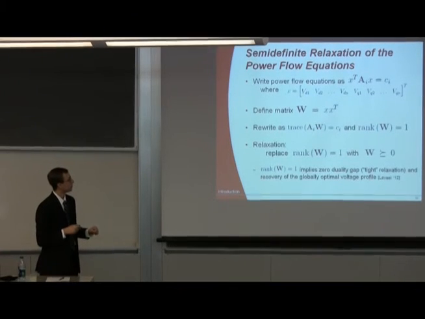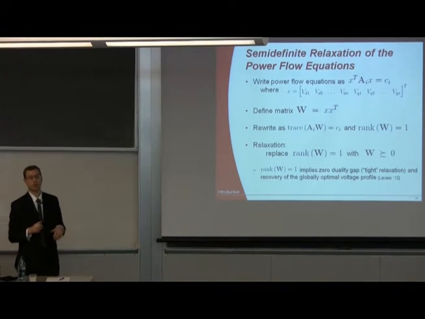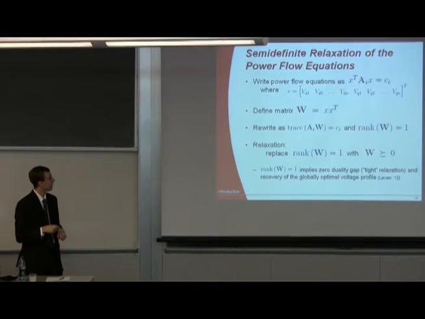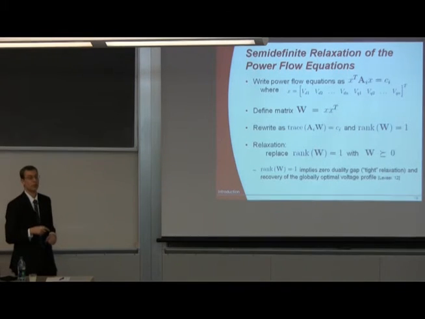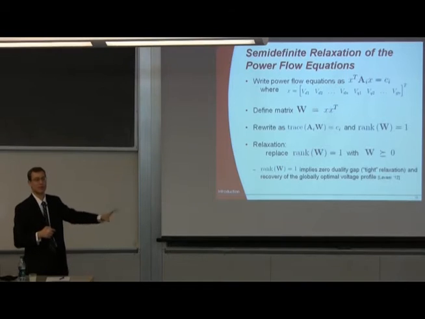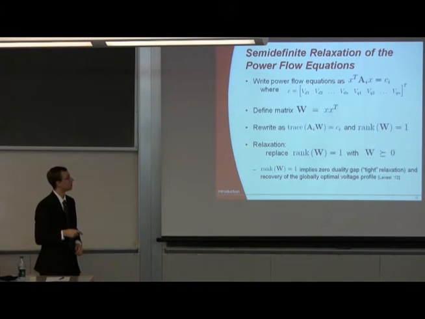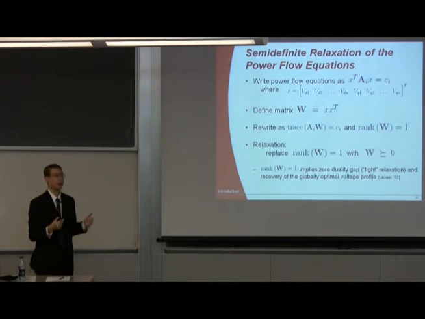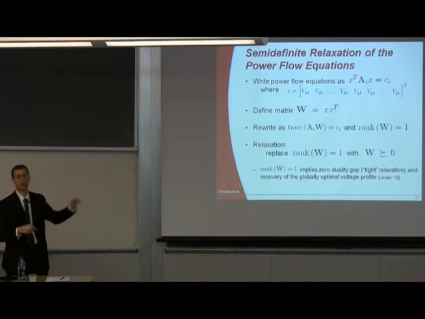Then we define this matrix W to be, if this is the vector x of the voltage components, x x transpose. So this matrix W is a rank one matrix. In other words, it has one non-zero eigenvalue. And this allows us to rewrite the power flow equations into this trace form. So you can see we're moving towards seeing those traces, because that's how the semi-definite program is formulated. With this additional constraint, all the nonlinearity gets wrapped up in the constraint that this W matrix is a rank one matrix. If you have x x transpose, a vector has one vector of independence inside that matrix. So if we have this constraint that the rank of W equals one, we've really not changed the problem. So up to this point, no relaxation.